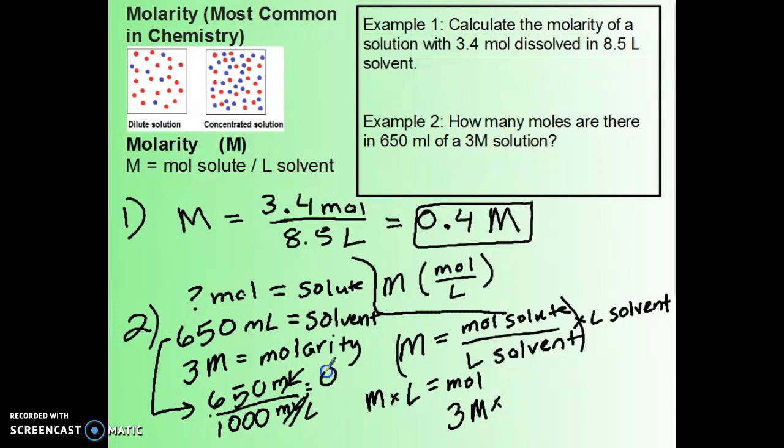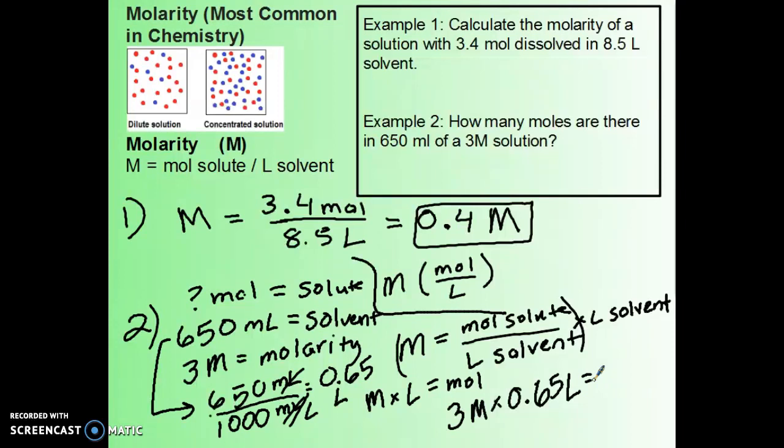So that's 0.65. All right, so that is what we're going to plug in. So 3 molar times 0.65 liters, and let's see what we get.